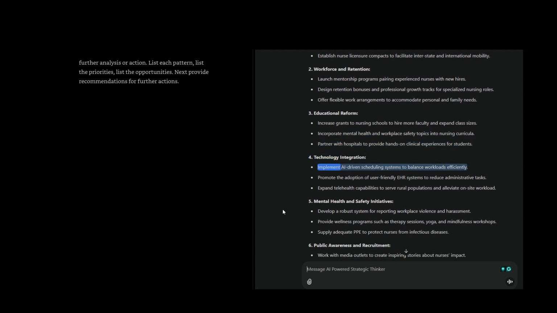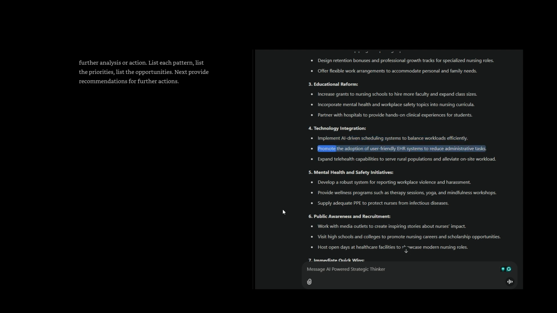4. Technology integration: implement AI-driven scheduling systems to balance workloads efficiently. Promote the adoption of user-friendly EHR systems to reduce administrative tasks. Expand telehealth capabilities to serve rural populations and alleviate on-site workload.